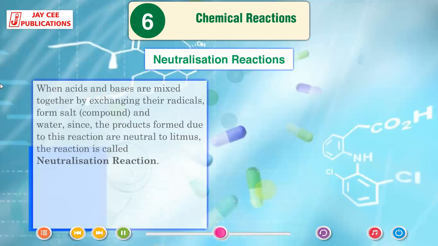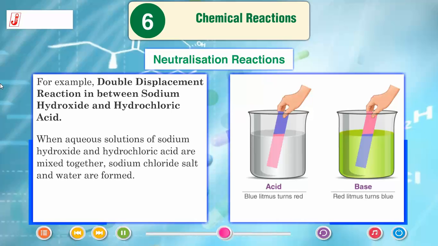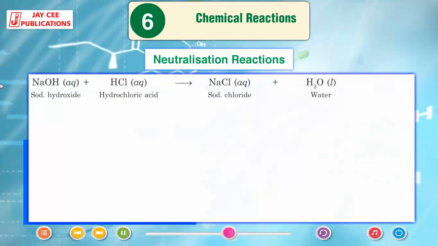Neutralization reactions. When acids and bases are mixed together, exchanging their radicals, they form a salt compound and water. Since the products formed due to this reaction are neutral to litmus, the reaction is called a neutralization reaction. For example, double displacement reaction between sodium hydroxide and hydrochloric acid. When aqueous solutions of sodium hydroxide and hydrochloric acid are mixed together, sodium chloride salt and water are formed.